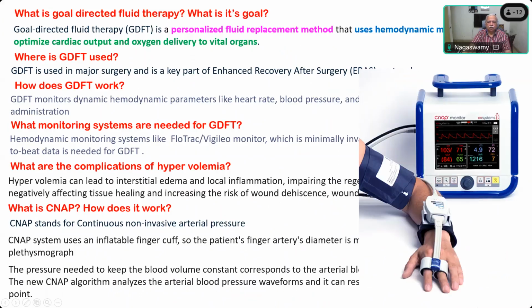This is how the whole thing will look. So you have the finger cuffs here which are inflated. There is a machine going through that. And this is the monitor which is displaying all the parameters: the blood pressure, pulse rate, mean arterial pressure, the cardiac index, all the parameters you are likely to get with that.